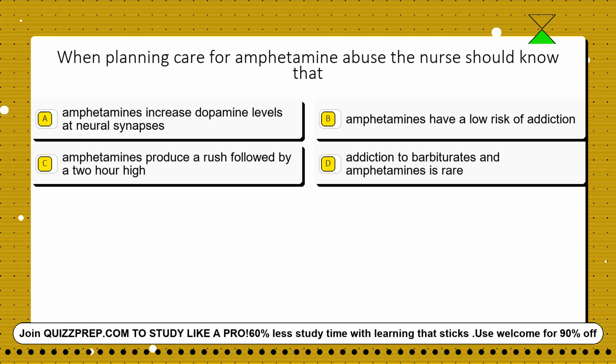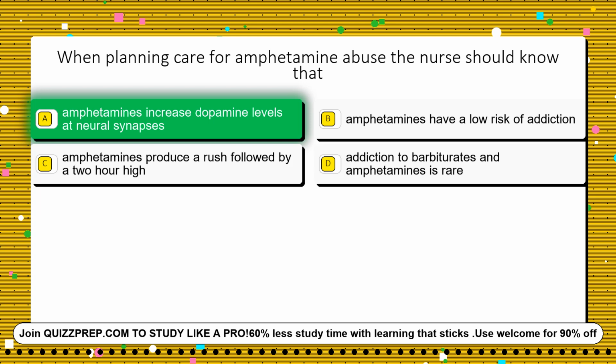Question 79. When planning care for amphetamine abuse, the nurse should know that: Option A, amphetamines increase dopamine levels at neural synapses. Option B, amphetamines have a low risk of addiction. Option C, amphetamines produce a rush followed by a 2-hour high. Option D, the addiction to barbiturates and amphetamines is rare.